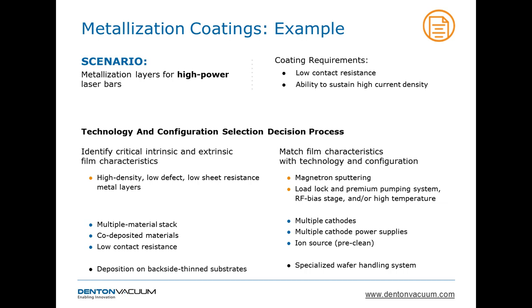To address the multiple material stack, we'll need multiple cathodes with different targets. For co-deposition of multiple materials in the same layer, we will need multiple cathode power supplies, so we can deposit from two cathodes at the same time or more. For low contact resistance, we might have to go with an ion source to pre-clean our substrate right prior to deposition in situ. And then, of course, we'll need specialized wafer handling to be able to hold these 70 to 90 micron thick substrates.